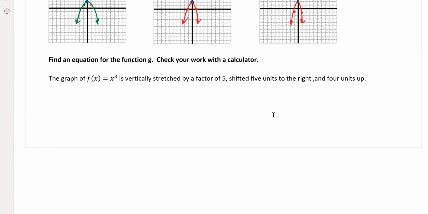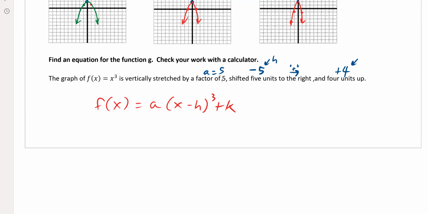Okay, so now let's look in reverse. It says find the graph of f of x equals x cubed. So we know it's f of x equals a times (x minus h) cubed plus k, is vertically stretched by a factor of 5. That's our a. Shifted to the right 5 units. So it says shifted 5 units to the right. If we go to the right, that's positive, which means ours needs to be opposite. So minus 5. And then 4 units up. So that makes this our h and this our k. So our function would be 5 times (x plus 5) cubed plus 4.